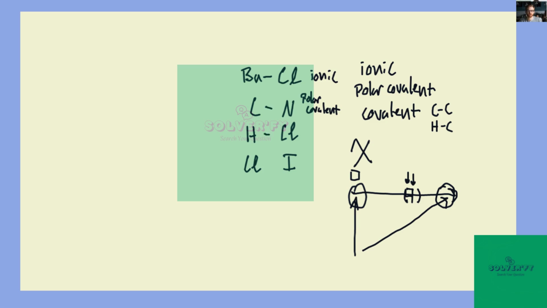Okay, so next we have hydrogen and chlorine, right? And once again, we're saying first row, final row, just like barium chloride, this is going to be ionic. And finally, we have chlorine and iodide, right? Chlorine, second row, final column, iodine, fourth row, but again, that final column, so these will be very similar in electronegativity, and this will be polar covalent.